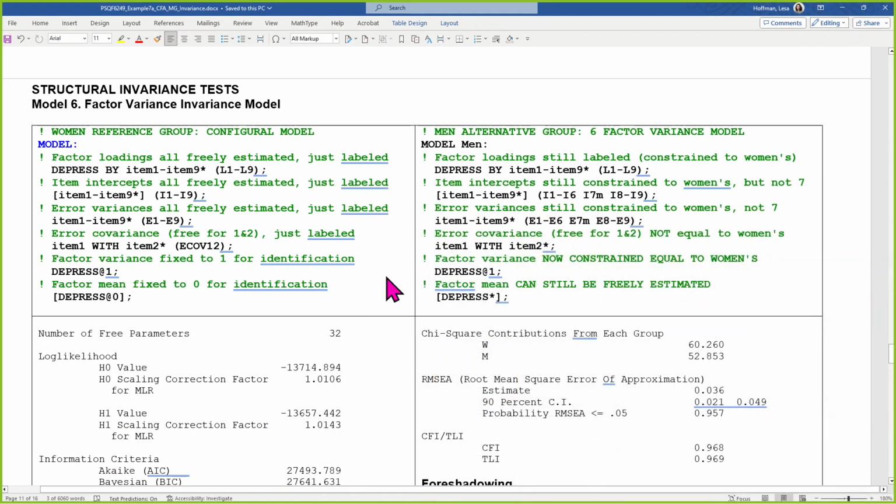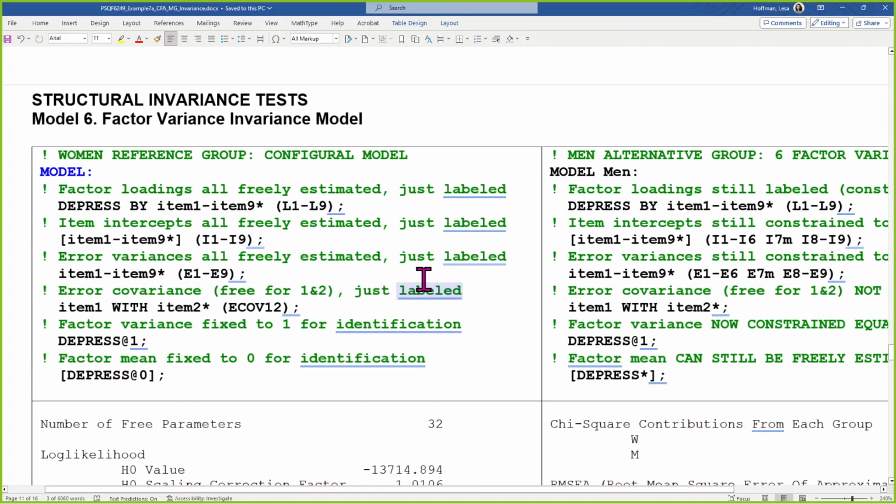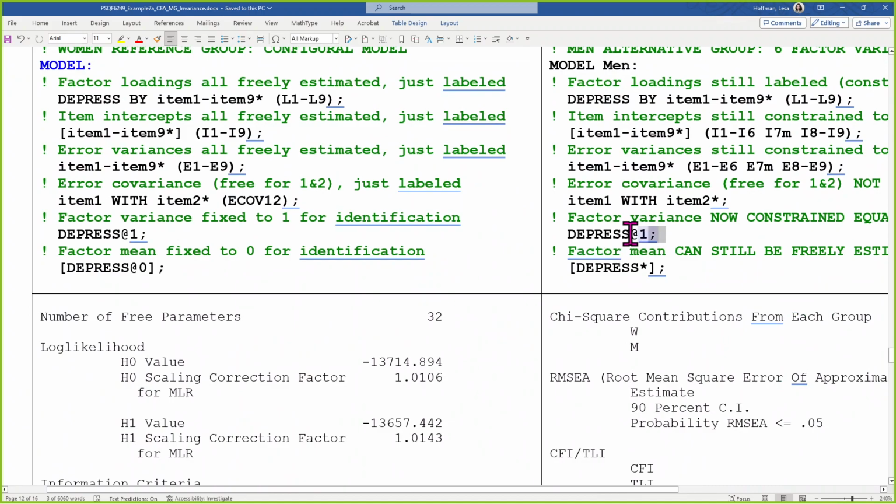So let's see. Model 6, factor variance and variance. And no, there's not a better way to say that that I know of. So I tested this by reconstraining the factor variance back to 1 in the alternative group. It was free before. I'm putting it back to 1. That answers the question, are there differences in factor variance?